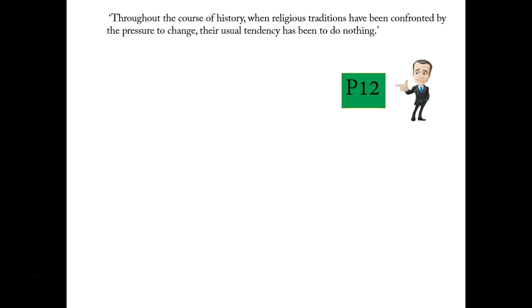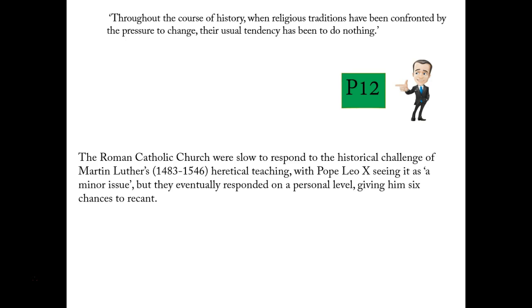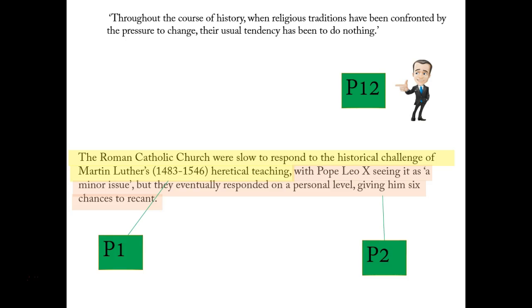The third sentence outlines what's coming in paragraphs 1 and 2, bringing in the tradition, like this. The Roman Catholic Church was slow to respond to the historical challenge of Martin Luther's heretical teaching, with Pope Leo X seeing it as a minor issue, but they eventually responded on a personal level, giving him 6 chances to recant. The first half describes paragraph 1, where I will explain the challenge, while the second half describes paragraph 2, where I will describe the Church's personal response to Luther.